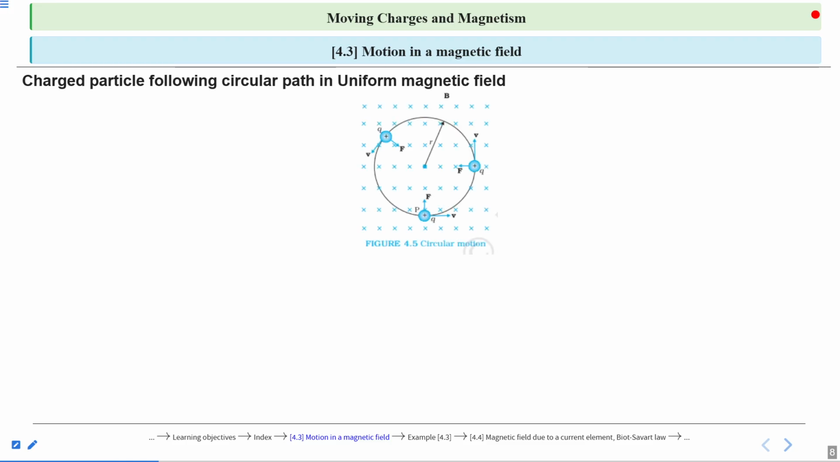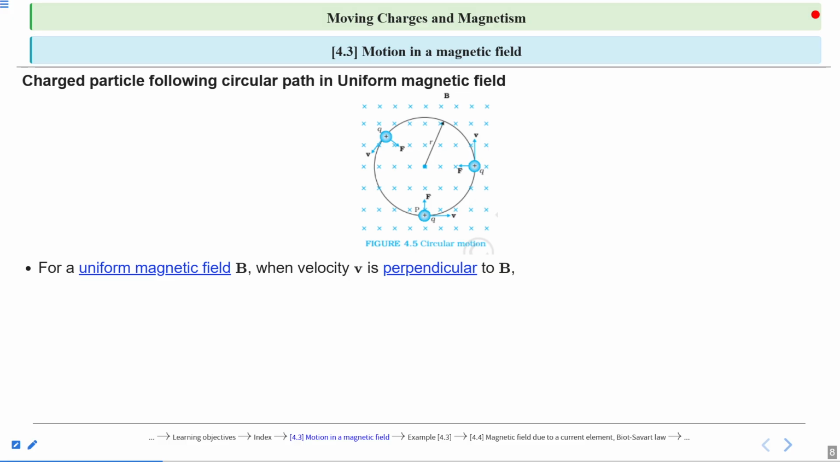So now, a charged particle following a circular path in a uniform magnetic field. We will learn about circular and helical paths one by one. Firstly, we will discuss the circular path. What is a uniform magnetic field? It means that at every point in the region, the magnetic field value is the same: the magnitude and also the direction of the magnetic field are the same throughout the region.